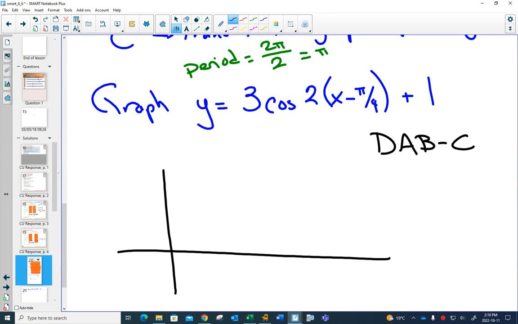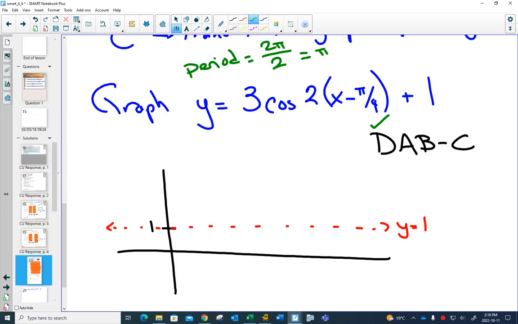Starting with D. The D is your sinusoidal axis. It is a plus 1. So you go plus 1, up 1, red dotted line at y equals 1. That's your sinusoidal axis. Put a check mark over the D. That's step 1. Simple as that. All we need to do is draw our sinusoidal axis.